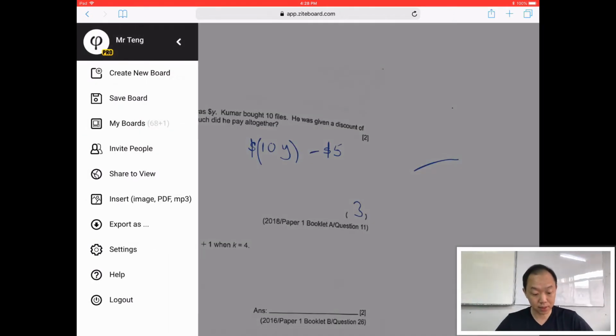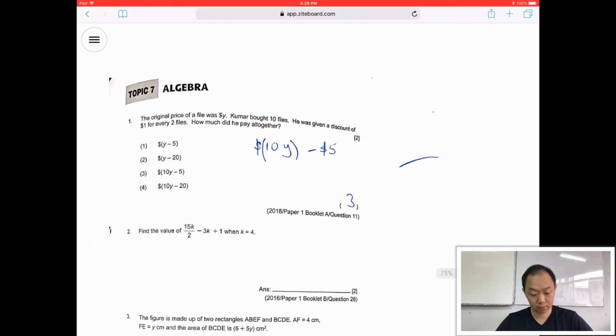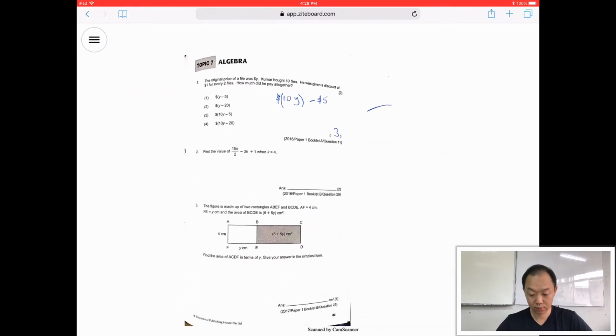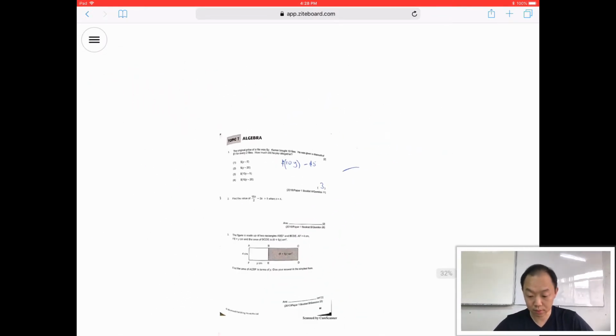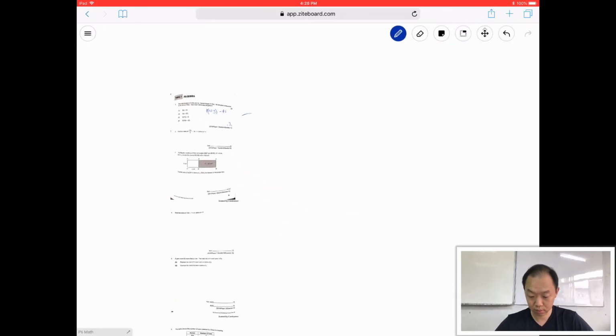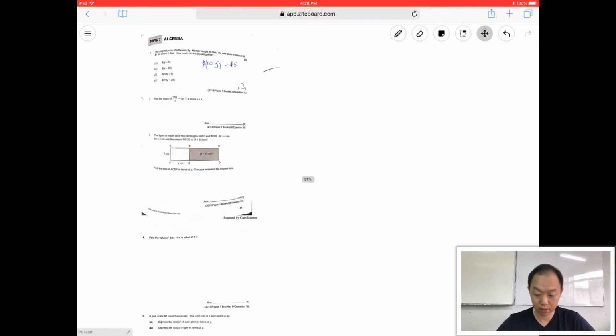Okay, let me fix this thing. Okay, there's my eraser. Yeah, okay, it's right there.